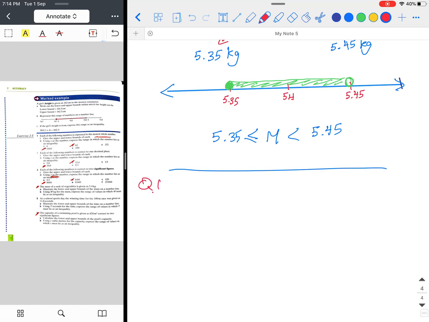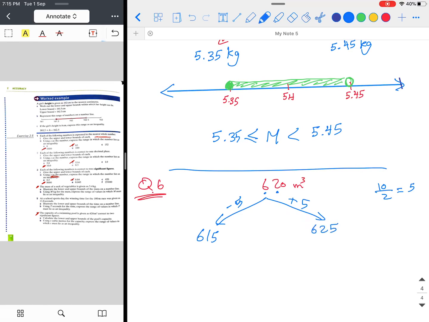Okay, for question number 6, the capacity of a swimming pool is given as 620 cubic meters, corrected to two significant figures. Where is the second significant figure? Let's count. First, second, so it's 2, and that 2 is in the tens. So the smallest unit value is 10. Look, here's hundreds and here's tens. So I will divide 10 by 2, which means 5. I will subtract 5 and also add 5. When you subtract 5, it's 615. When you add 5, it's 625.